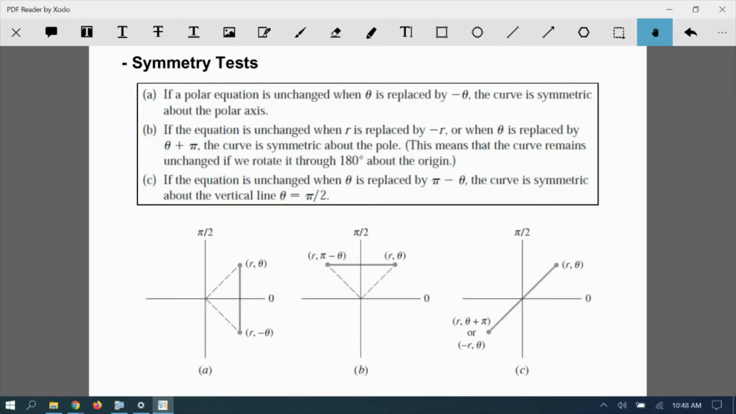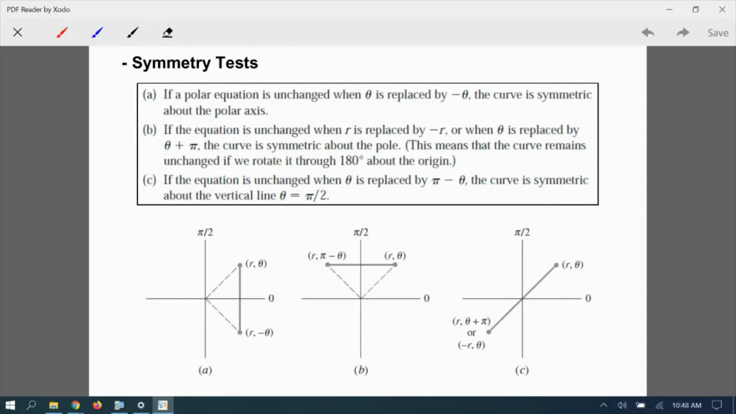So it says, if the polar equation is unchanged when theta is replaced by negative theta, the curve is symmetric about the polar axis. What we're looking at there, when we say the polar axis, we're thinking about that horizontal axis. If nothing changes, you can see that (r, theta) is reflected over to (r, negative theta). So when I see that happening, I know that I've got symmetry over that polar axis, or that horizontal axis.